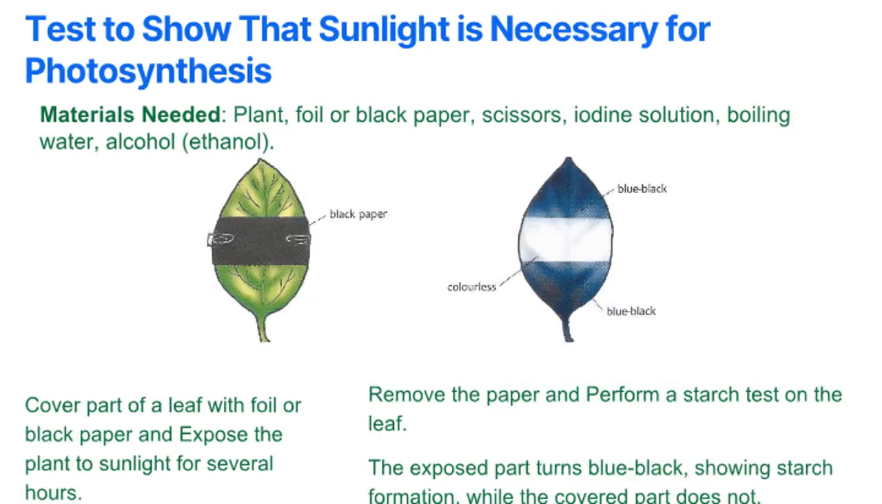By covering part of a leaf with foil, we can show that sunlight is necessary for photosynthesis. The covered part of the leaf does not turn blue-black, indicating no starch formation.